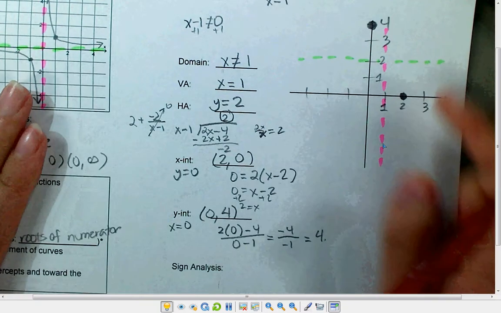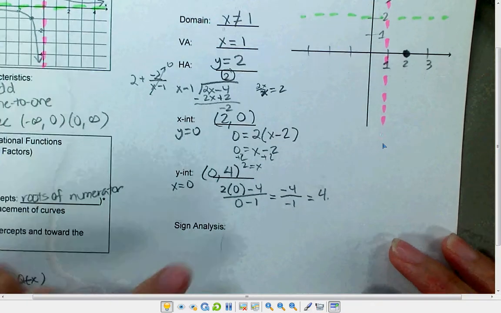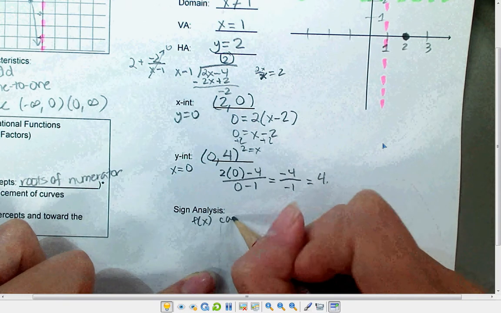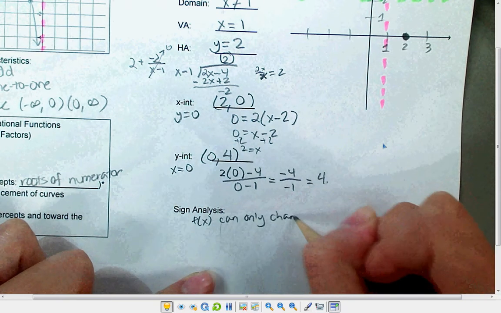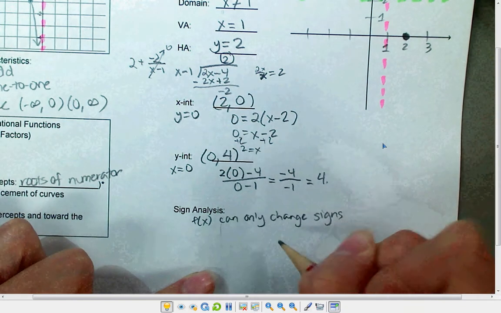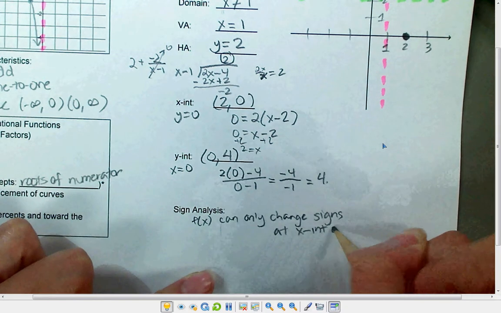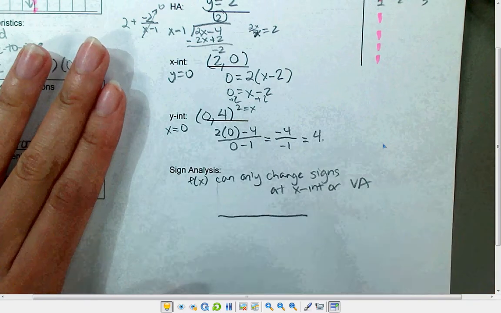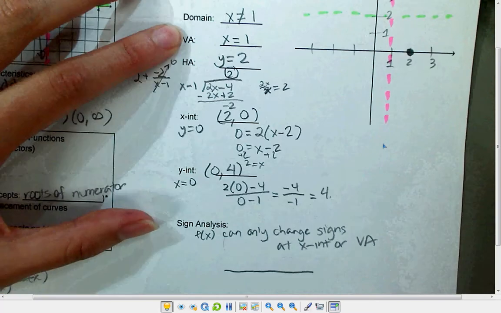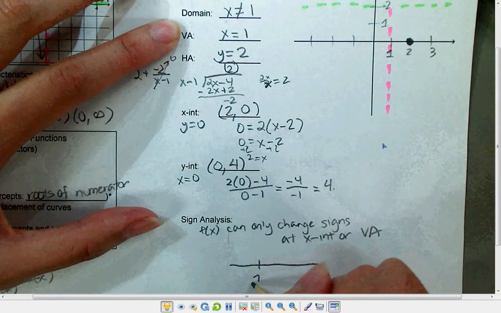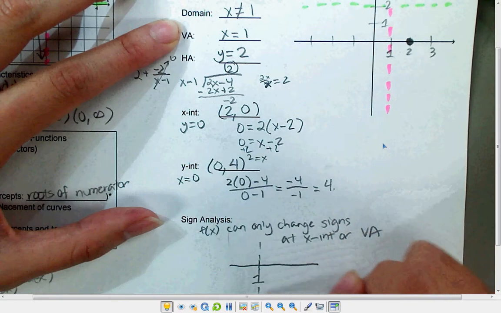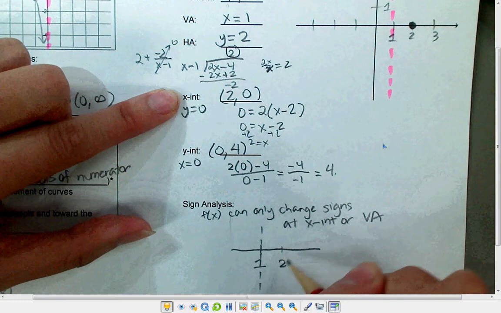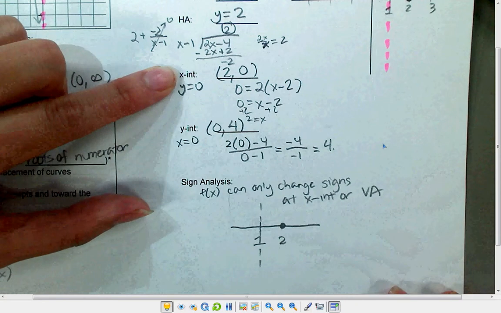So now that I've done all that, all I have to do now is draw my graph. So to do that, I'm going to do something called sign analysis. So we know that our function can only change signs at our x-intercepts or vertical asymptotes. So what we're going to do is plot all of our x-intercepts and vertical asymptotes on a number line. So our vertical asymptote is at x equals 1. So I'm going to label 1 and draw a dotted line, because that's my vertical asymptote. And then I have an x-intercept at 2, so I'm going to draw a dot right there.